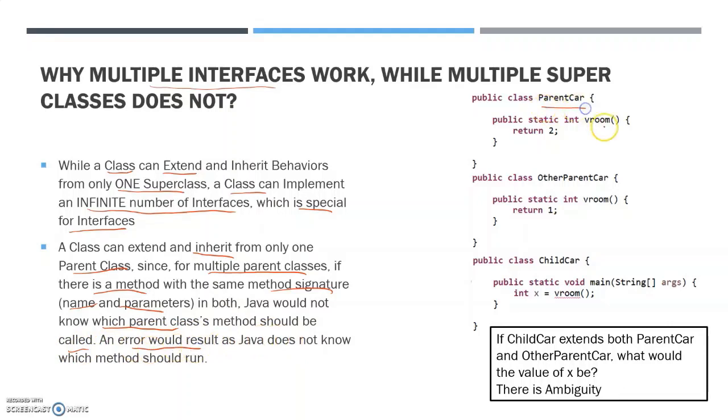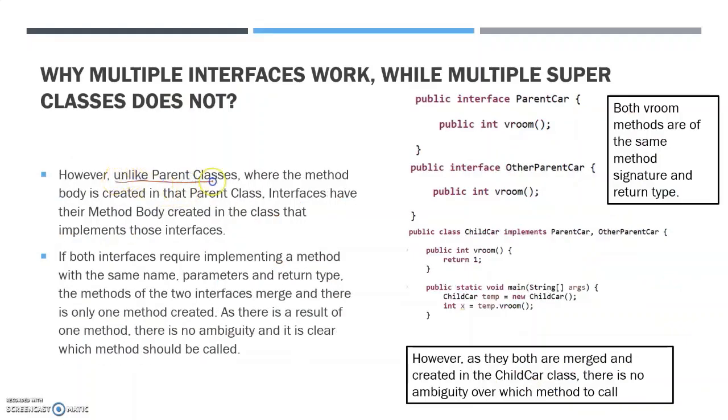For example, the parent car class has a method called room, and the other parent car also has the same method signature of room. If child car extends both parent and the other parent car, what will the variable of x be? There's ambiguity. However, unlike parent classes where the method body is created in that parent class, interfaces have their method body created in the class that implements those interfaces.